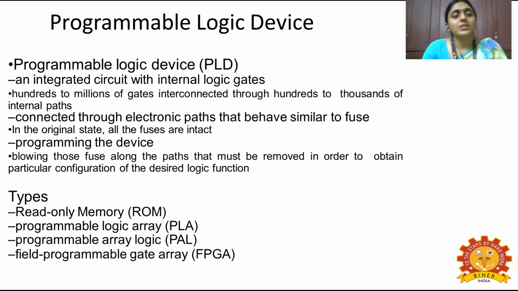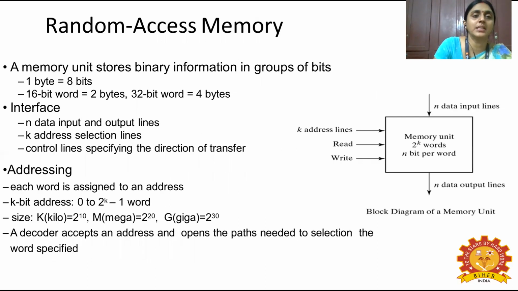There are different types: ROM, that is read-only memory, programmable logic array, programmable array logic, and field programmable gate array. We are going to see these units in detail in the further slides. First, we will see the main memory unit, which is random access memory.